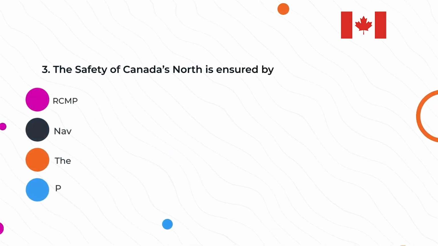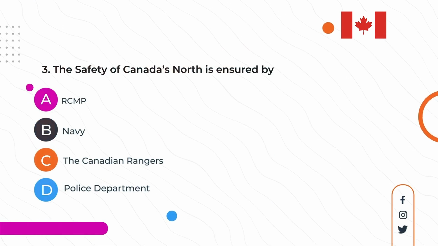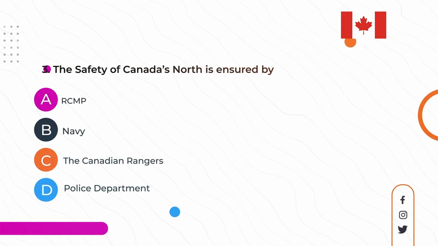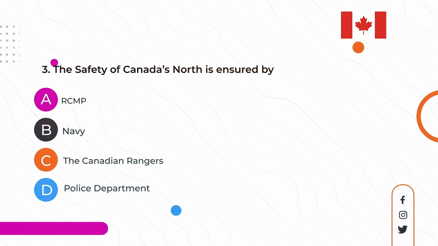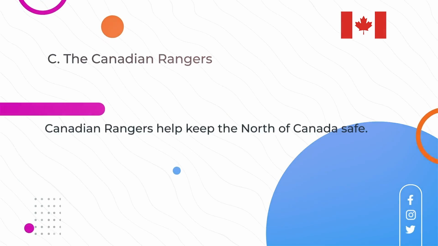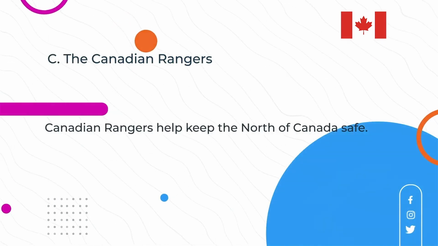Number 3. The safety of Canada's North is ensured by A. RCMP. B. Navy. C. The Canadian Rangers. D. Police Department. Answer: C. The Canadian Rangers. Canadian Rangers help keep the north of Canada safe.